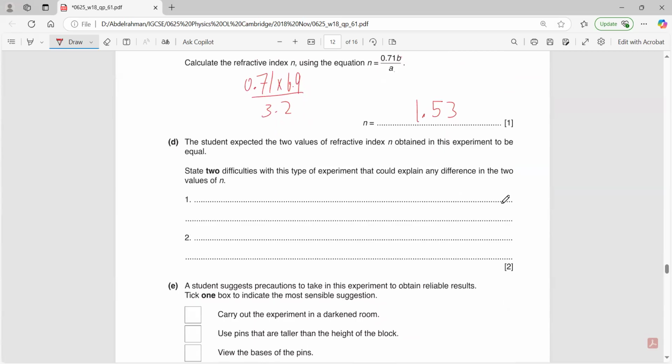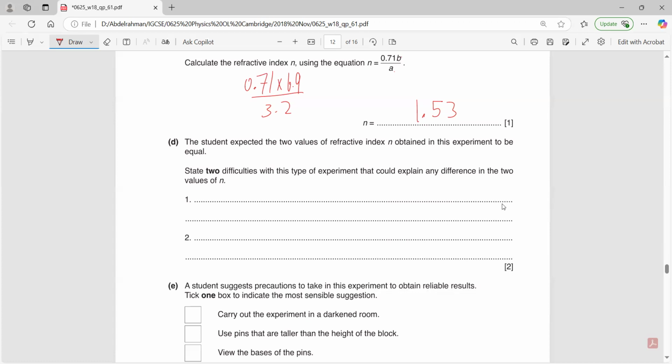The student expected the two values of the refractive index in this experiment to be equal. He expected them to be equal. Actually, to be honest, experimentally, they are equal. State two difficulties in this experiment that could explain any difference in the two values of n.